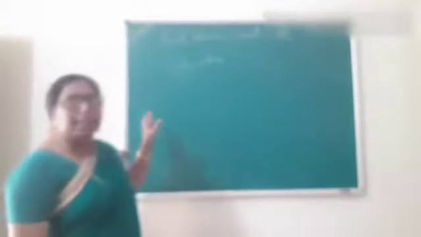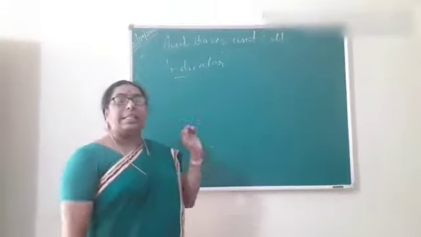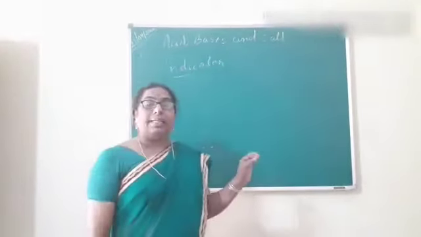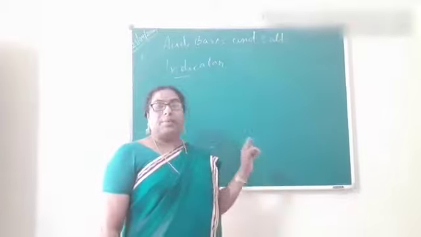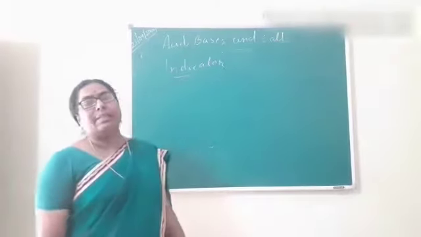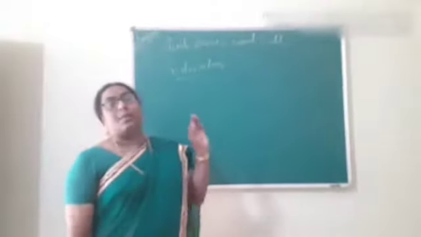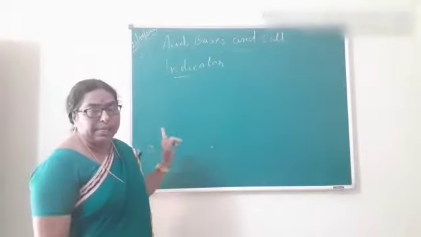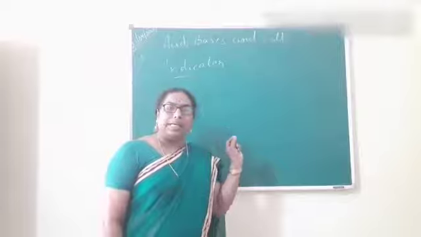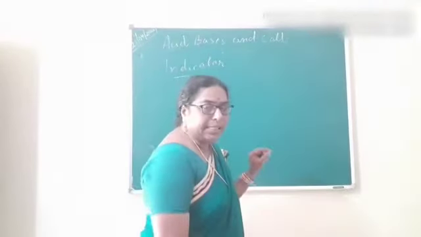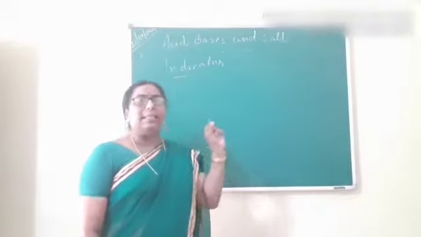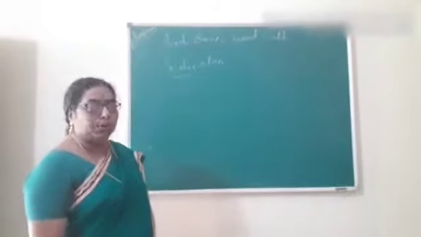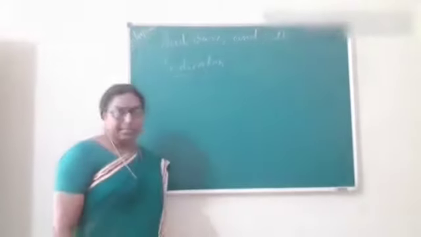Yes, indicator means the substance which indicates the nature. The substance which is used to indicate the nature, that is, in our case, it indicates whether the given thing is acidic, basic or neutral by showing a change in color. Is it clear? So, indicators are defined as the substances which are used to indicate the nature of a substance, whether it is acidic, basic or neutral by showing a color change.